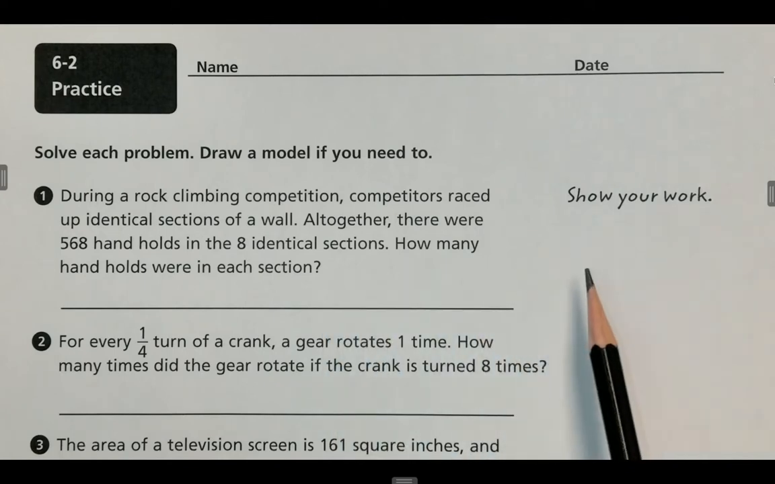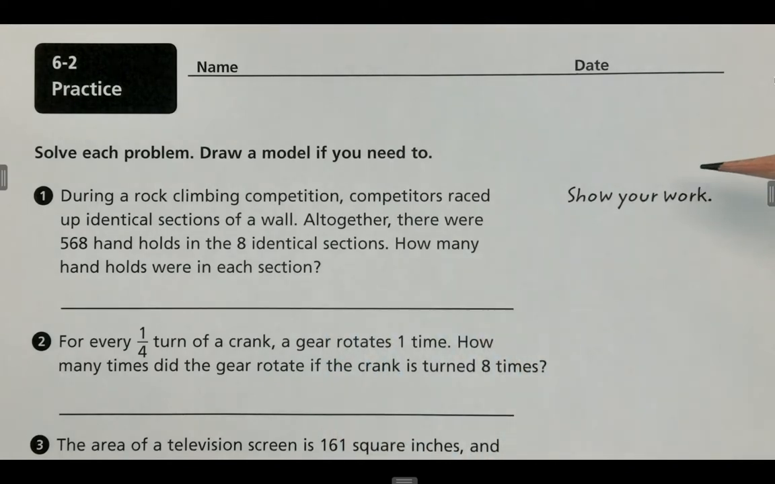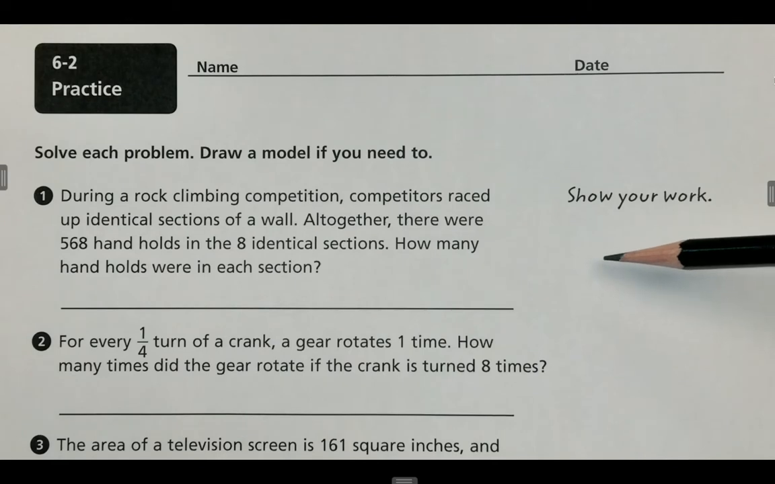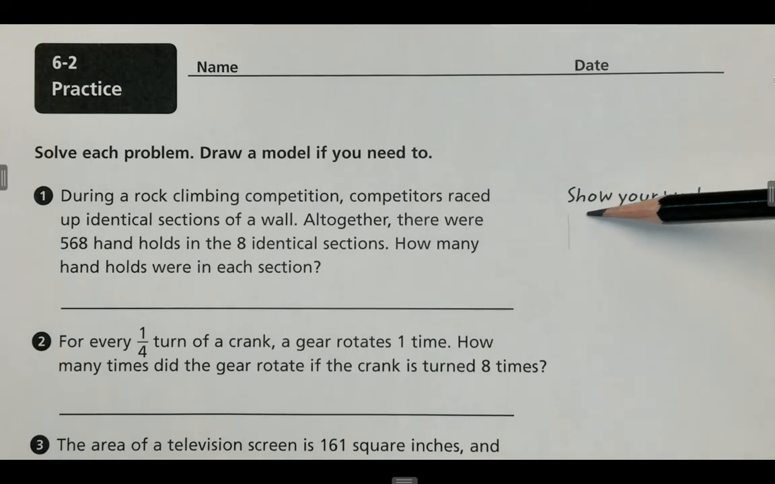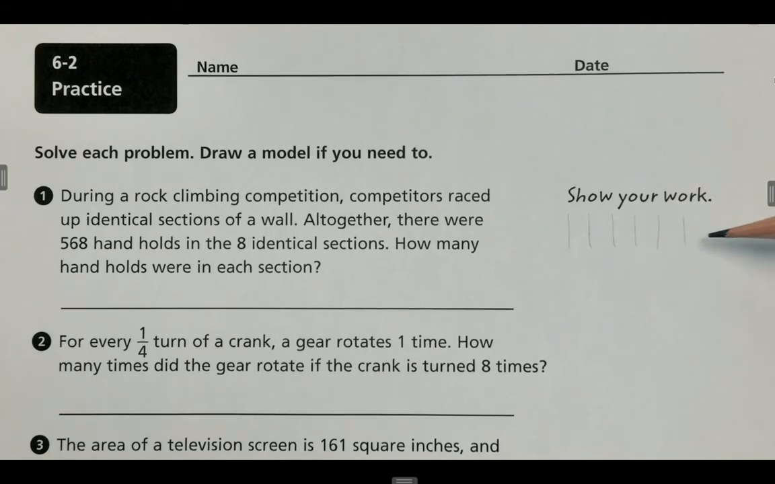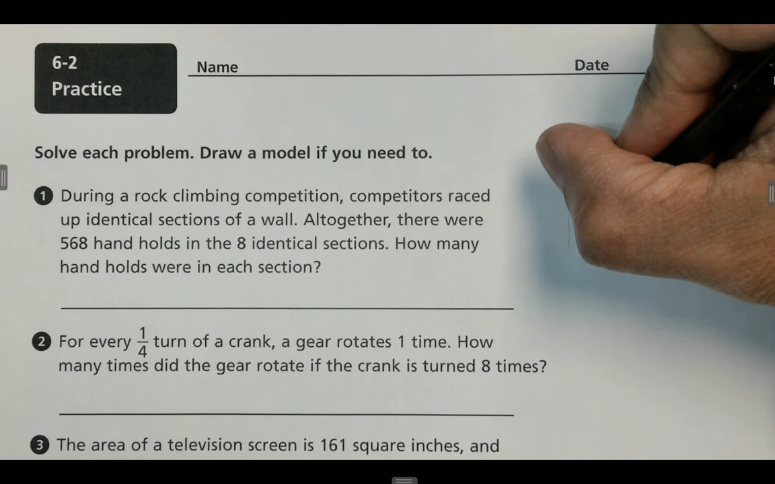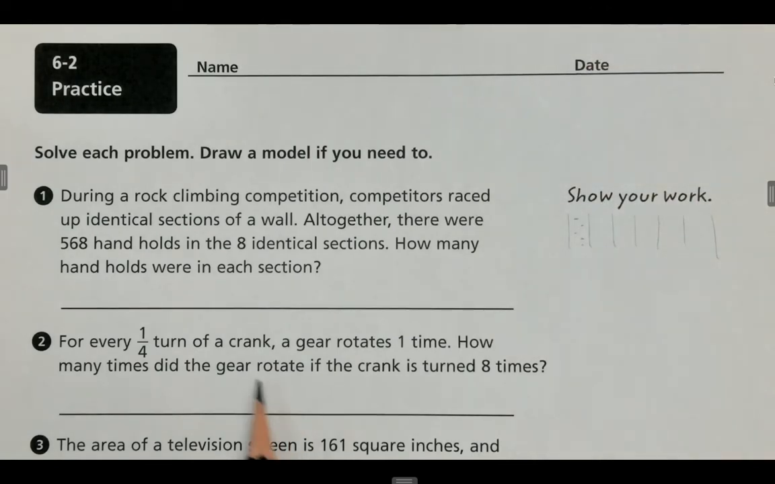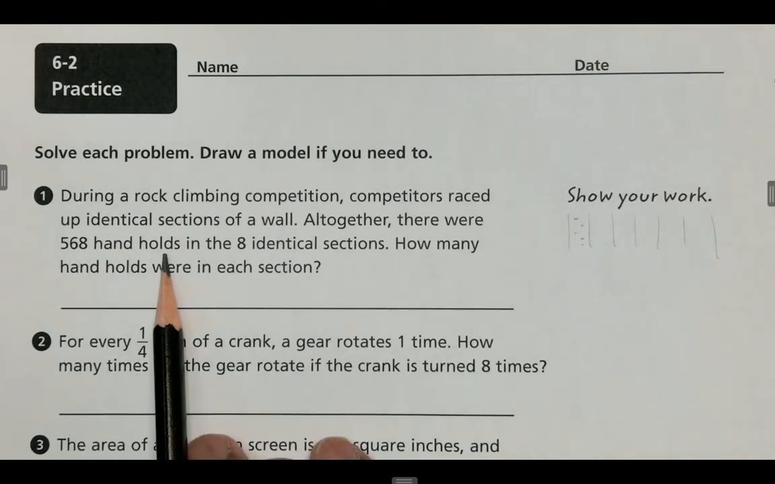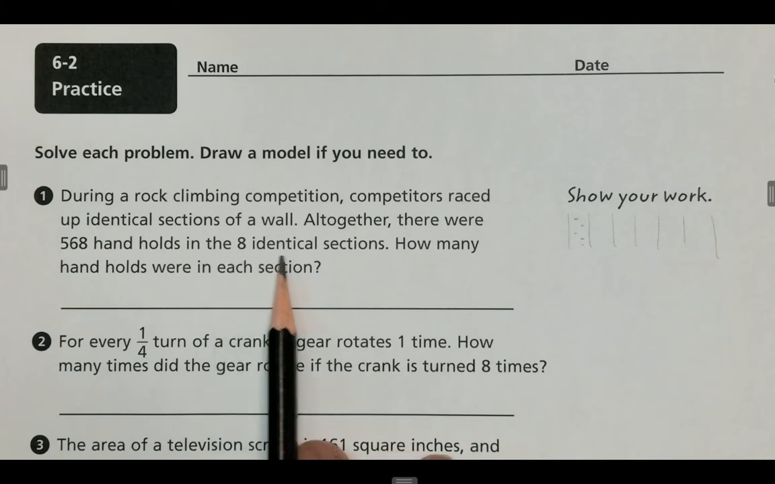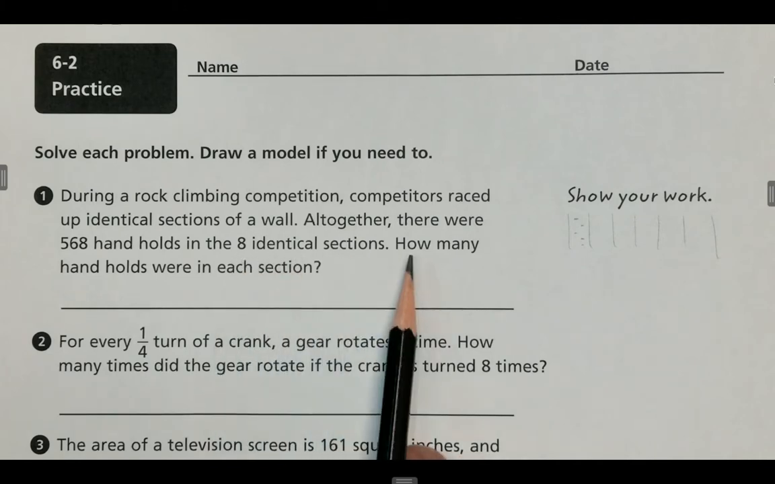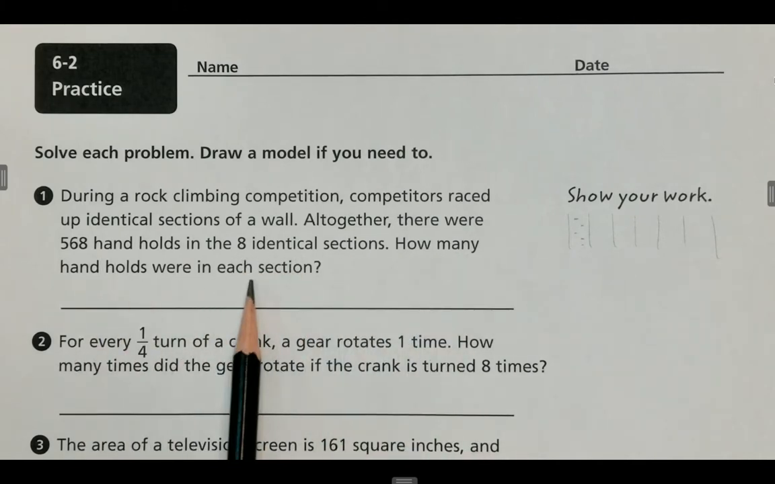Okay, and so for this, you can kind of visualize a gym with a huge rock climbing wall, and it's been organized into these 8 identical sections, and each of these sections has these little handholds, right? We are told how many handholds there are altogether. We're told how many sections there are, and we're asked to solve for how many handholds in each section.